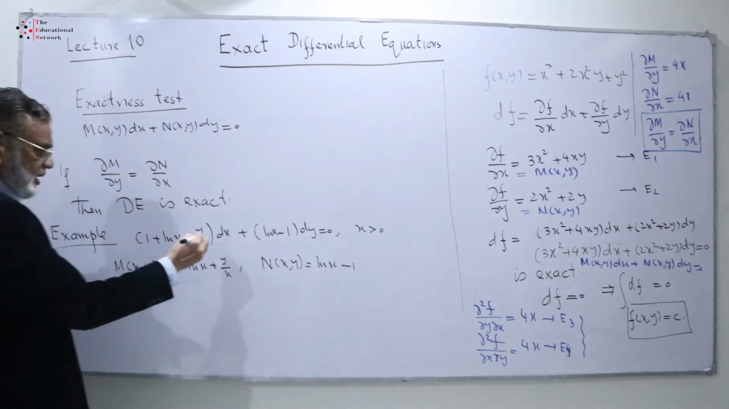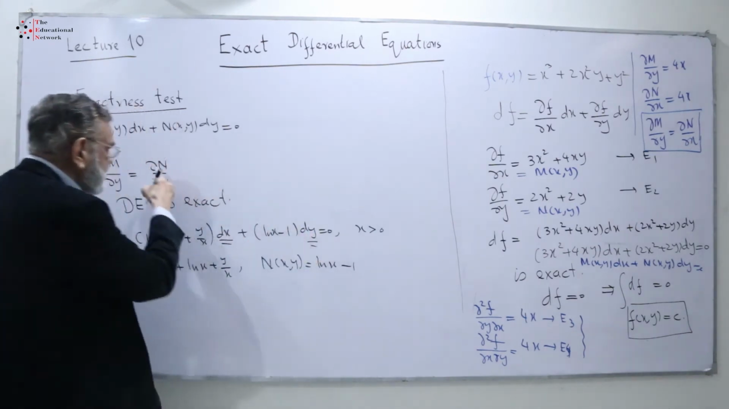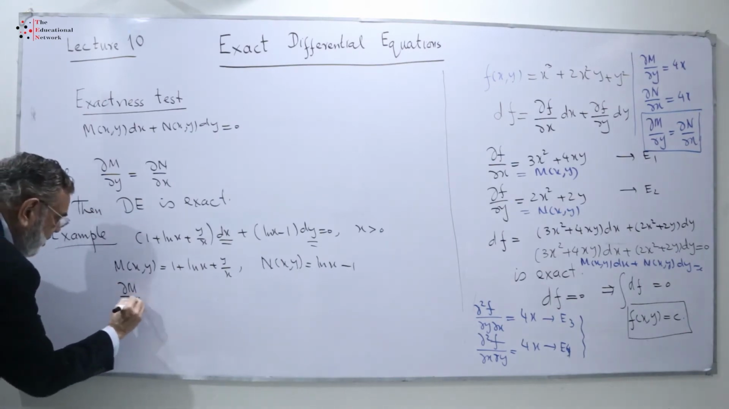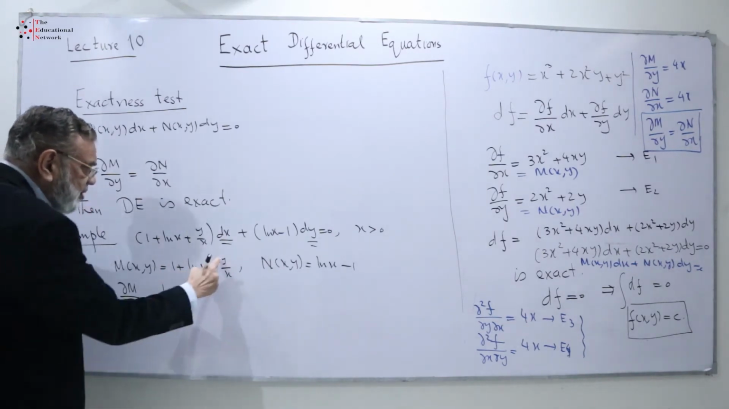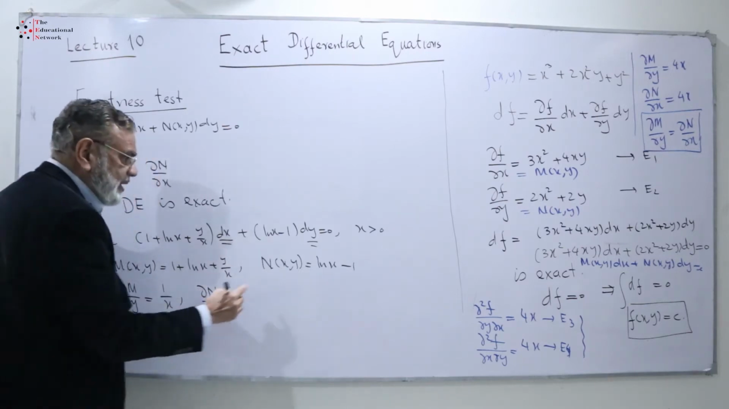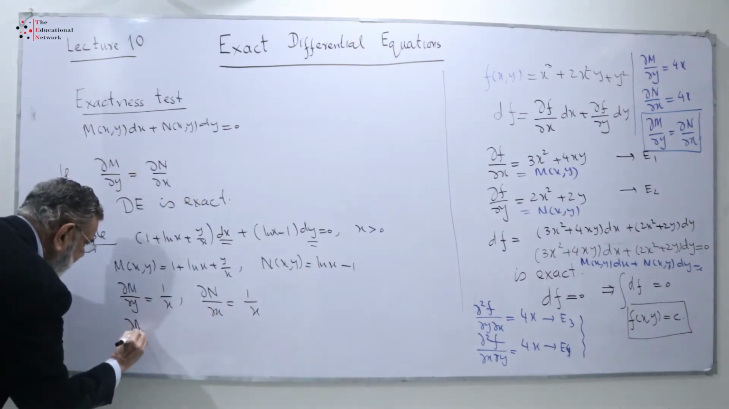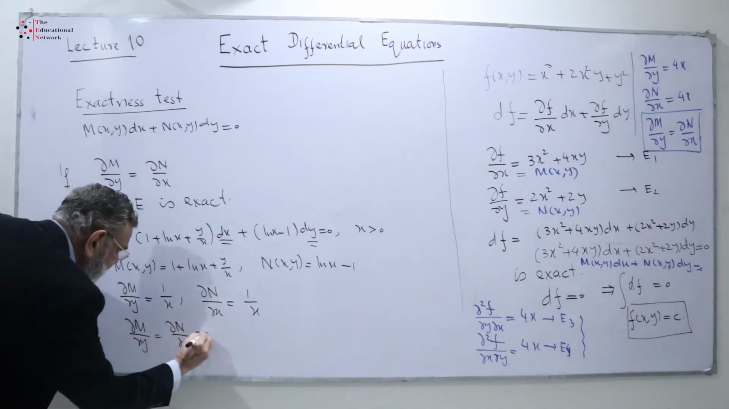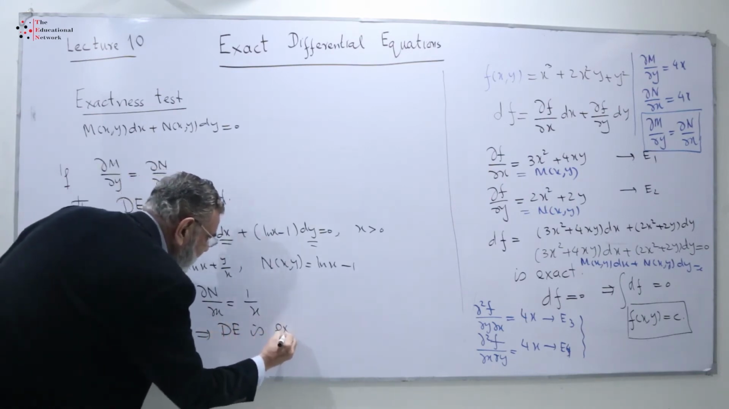Just to remember, M is with respect to x, so we differentiate with respect to y partially, and N we differentiate with respect to x partially. So we have partial M by partial y. This is 0, this is 0, and we get 1 upon x, since the derivative of y is 1. Then partial N by partial x: this is 1 upon x, that is 0. So from here we get partial M by partial y is equal to partial N by partial x. This implies the differential equation we are dealing with is an exact differential equation.